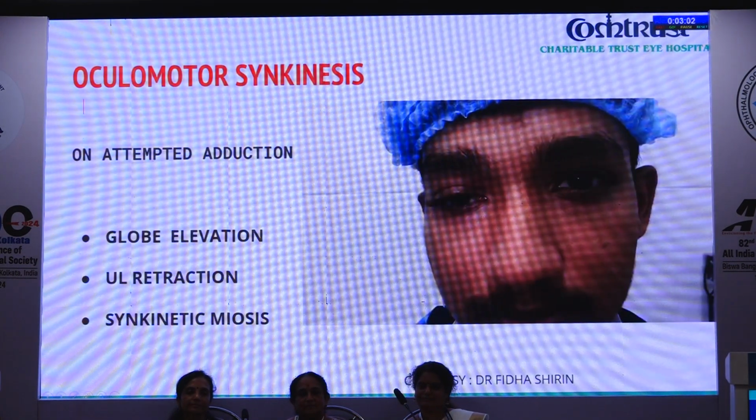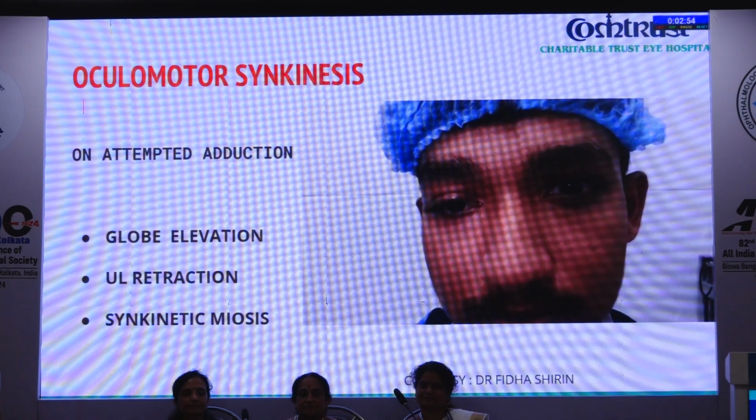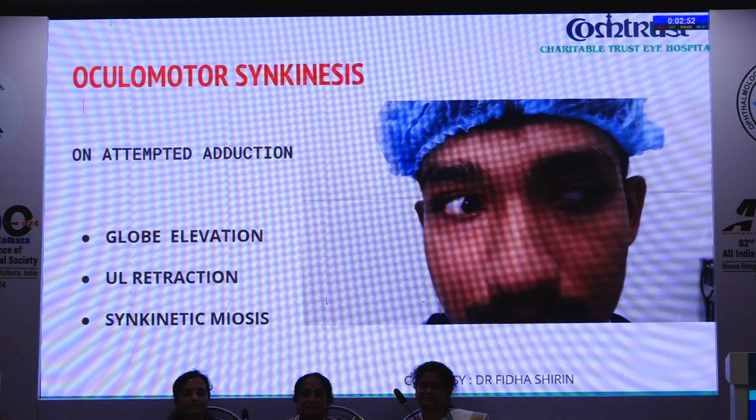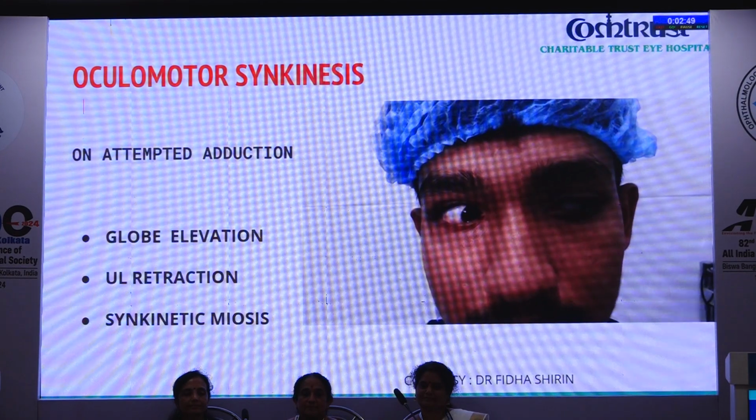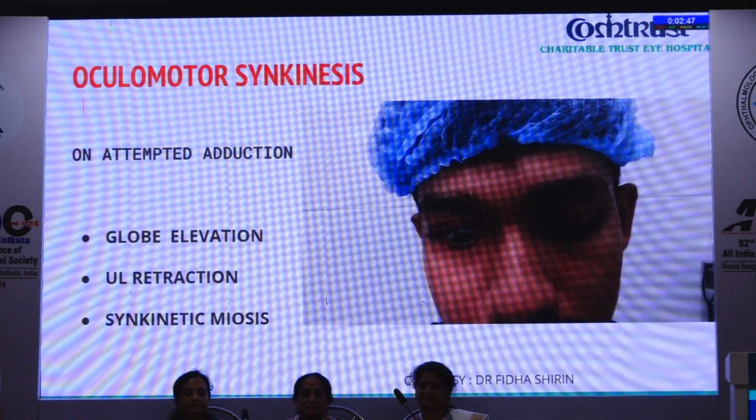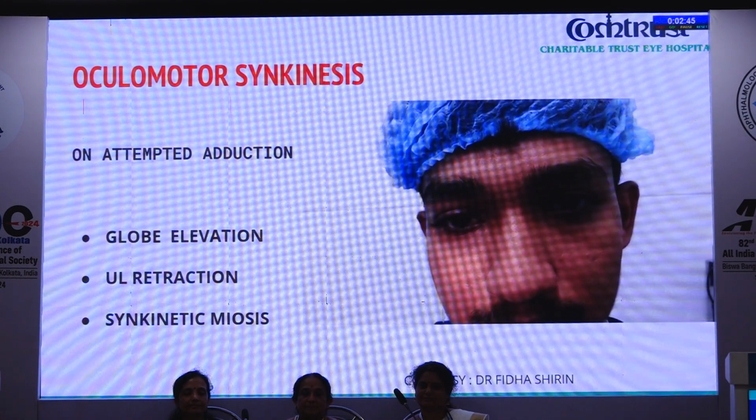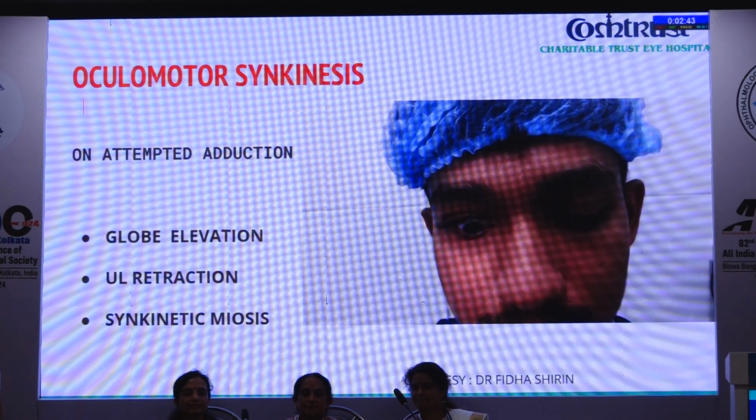Another case: a 28-year-old male with a history of road traffic accident a few months back. On attempted adduction, there was globe elevation, upper lid retraction, and synkinetic meiosis. The pupil is not very clear. So basically, it was an aberrant regeneration case.